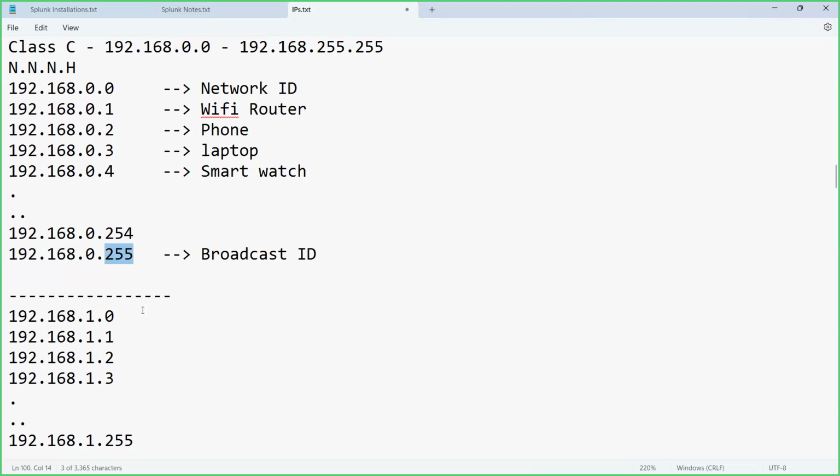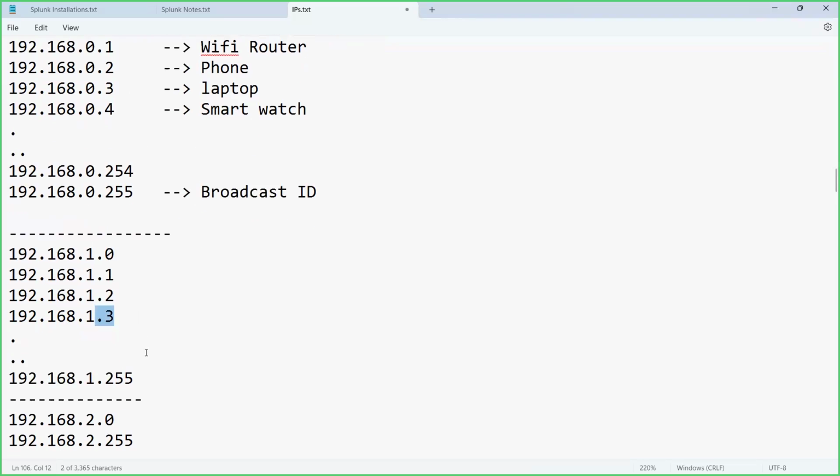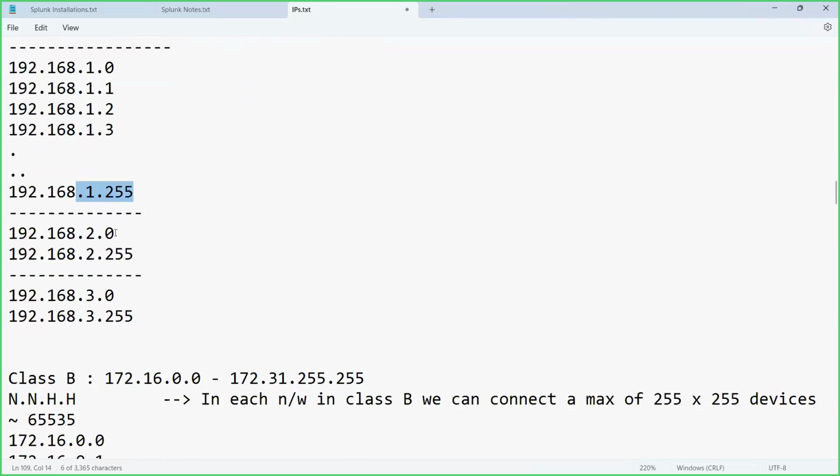The 255 goes back to 0 again. So it cycles back to 0. And the next octet increases by 1. So then you have 1.0. After 1.0, same cycle. 1.1, 1.2, 1.3, 1.4, 1.5, 1.6. Goes up to 1.255. Then you have 2.0, 2.1, 2.2, 2.3, 2.4, 2.5, 2.6. Goes up to 2.255. Okay. Then 3.0. So it's like that, the cycle keeps on repeating.